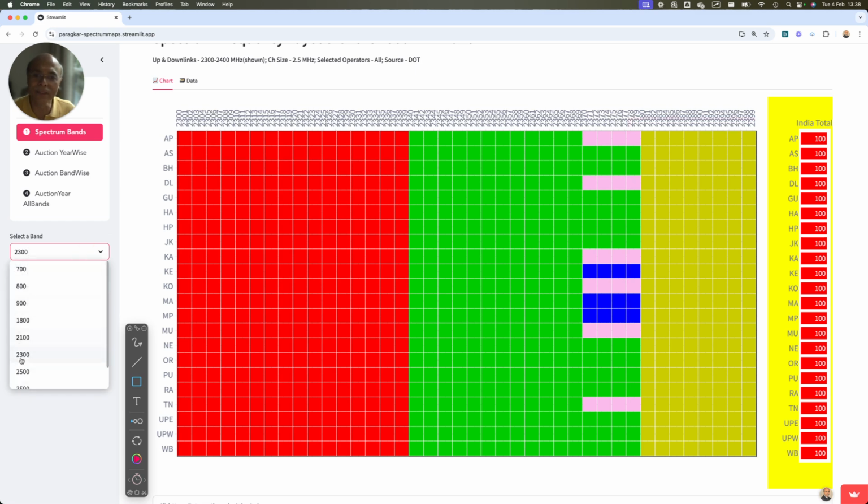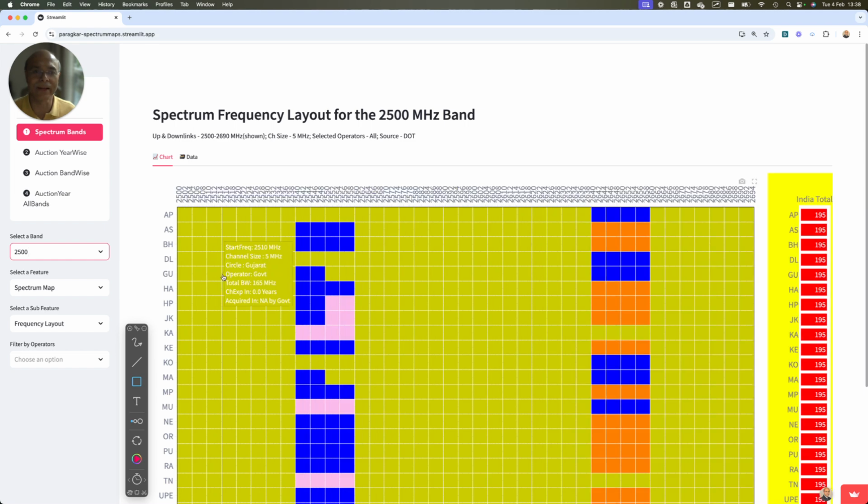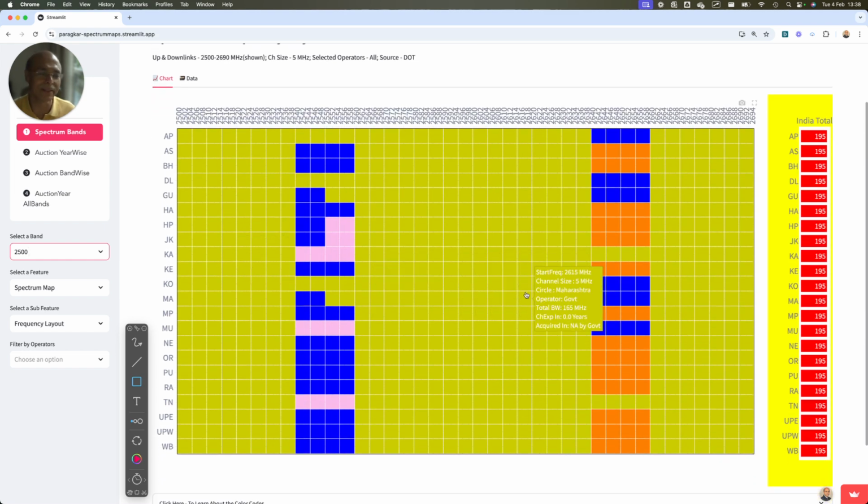Then let's go to the 2500 megahertz spectrum band and look at the story of 2500. And this is the most unfortunate spectrum band. You can say that this spectrum band was probably the worst spectrum band because of the sequence of events which happened. It was probably the best spectrum band once upon a time. And the story goes as follows. I think many people are not aware of this.